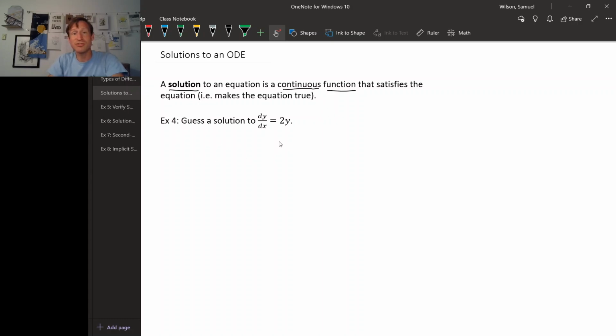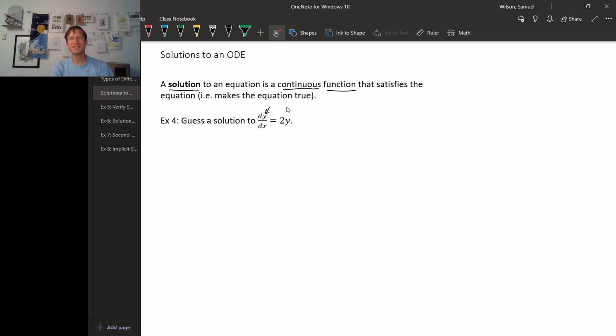To see how this works, let's try to guess a solution to this differential equation. So dy dx equals 2 times y. Now, we don't really have any techniques for calculating solutions to differential equations at this point, but what we can do is use one of the most time-honored traditions in math and just guess an answer and then see if it's right. So to guess a solution to this equation, what we need to do is think up a function y whose derivative is twice itself.